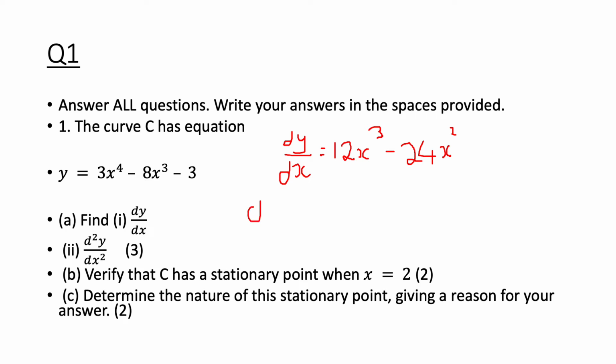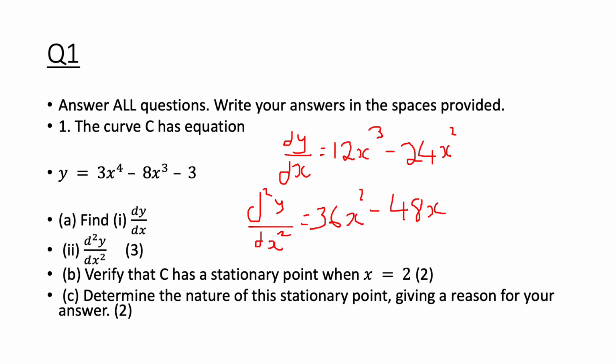AII, find the second derivative, so d2y by dx squared. Differentiating that again, guys, I'm going to get 36x squared subtract 48x. So it's differentiating the dy by dx. The 3 comes down as a multiplier, 12 times 3 is 36, the power goes down by 1, so it's going to be x squared. Differentiating minus 24x squared, the power comes down as a multiplier, 24 times 2 is 48, so it's minus 48x.